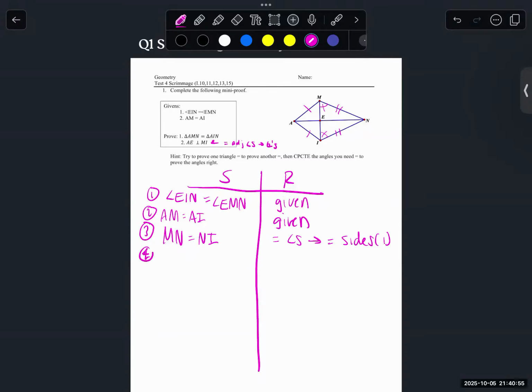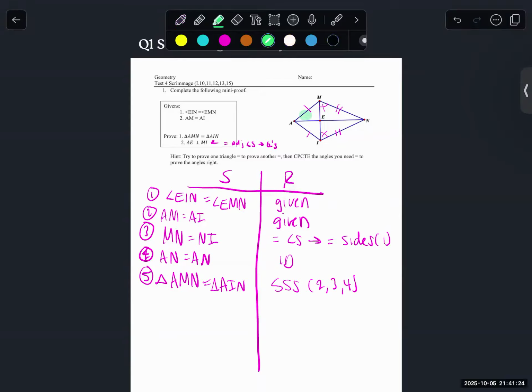And then immediately I can say AN is equal to AN by ID. Therefore, I have triangle AMN equal to triangle AIN by SSS, lines 2, 3, and 4. Now you might say, okay, why'd you do that? Well, that gives us this triangle here equal to this triangle here.